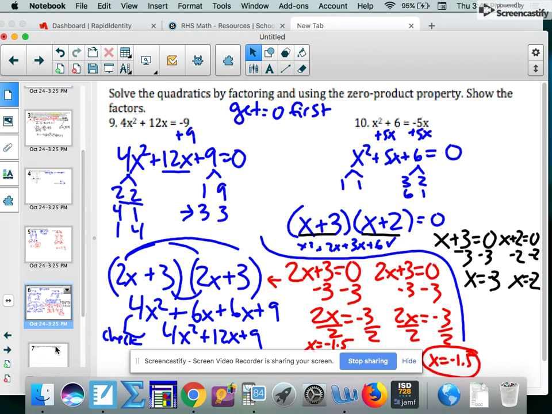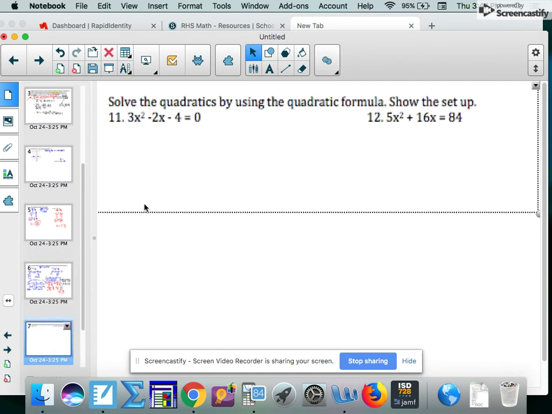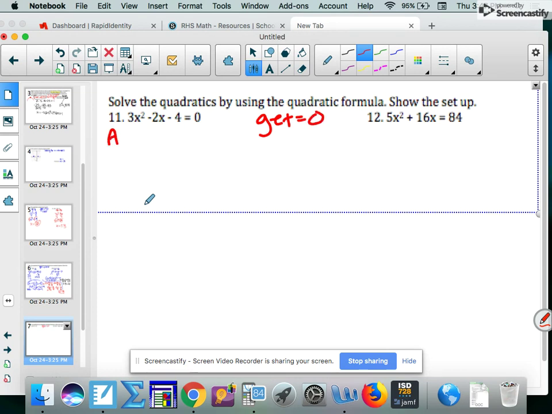For your quadratic formula then, remember to get it equal to 0 first. That's the first step always. So A is 3, B is -2, and C is -4. Then I'm gonna plug into my quadratic formula. You will get the formula on the test, but I'm just gonna write it right here.